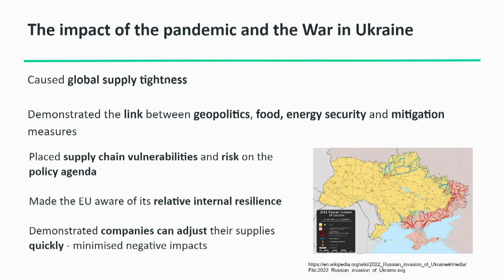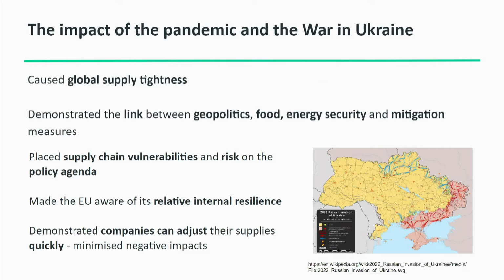So what sort of impacts did those two events have? Firstly, global supply tightness, as we're seeing at the moment. It's demonstrated the link between geopolitics, food, energy, and climate mitigation goals. Possibly a silver lining is that it's placed supply chain vulnerabilities and risk on the policy agenda. Next, it's made the EU aware of its own internal resilience.